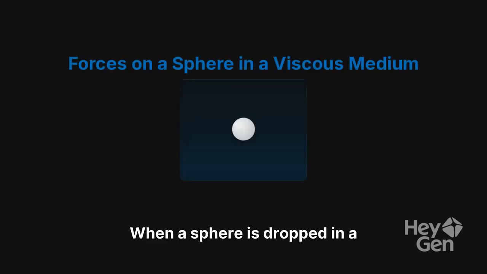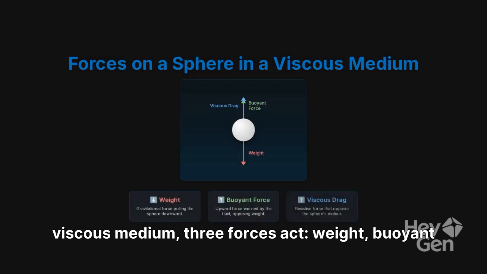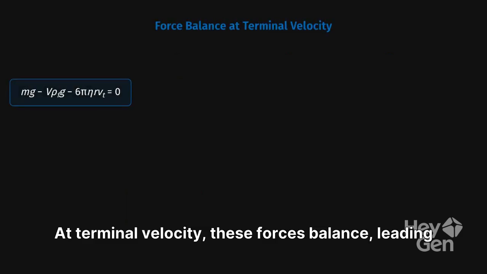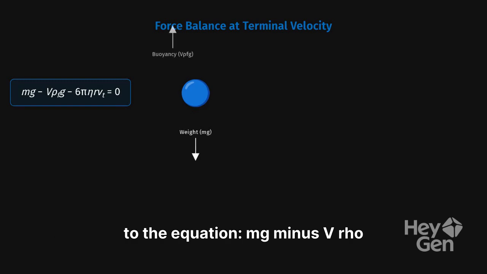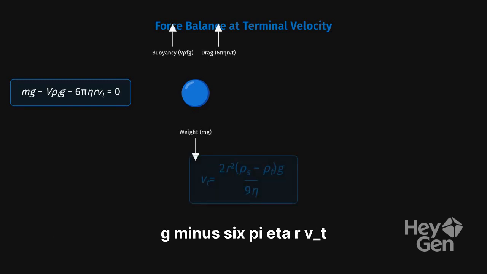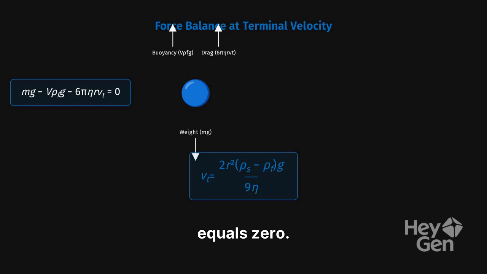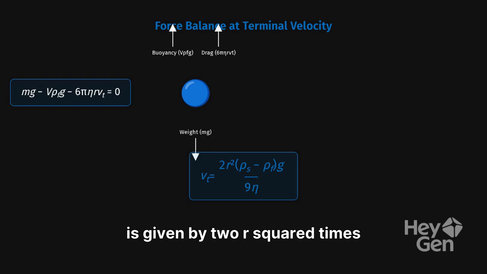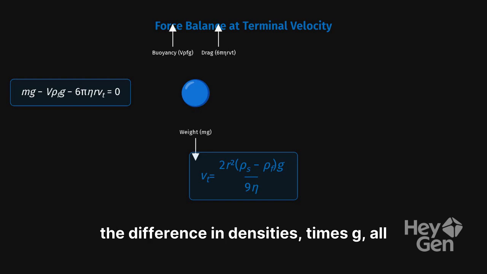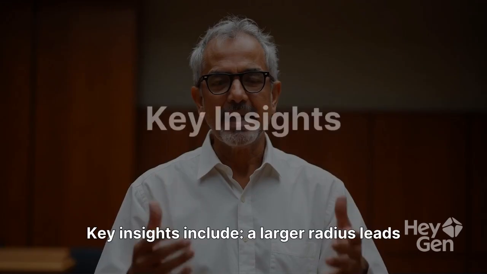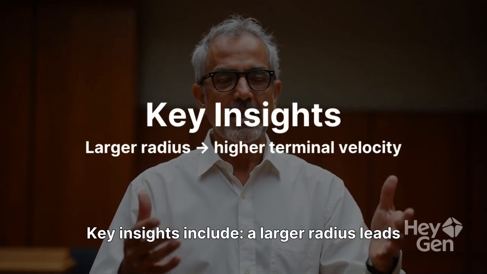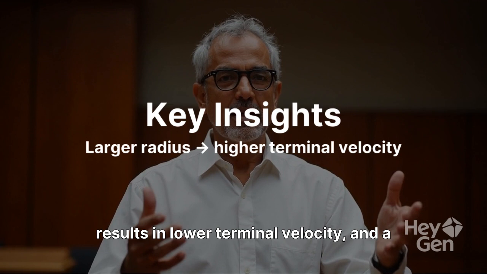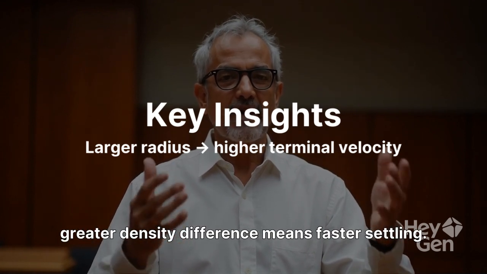When a sphere is dropped in a viscous medium, three forces act: weight, buoyant force, and viscous drag. At terminal velocity, these forces balance, leading to the equation mg minus V rho g minus 6 pi eta r v equals 0. For a sphere, the terminal velocity v is given by 2r squared times the difference in densities times g, all divided by 9 eta. Key insights include: a larger radius leads to a higher terminal velocity, higher viscosity results in lower terminal velocity, and a greater density difference means faster settling.